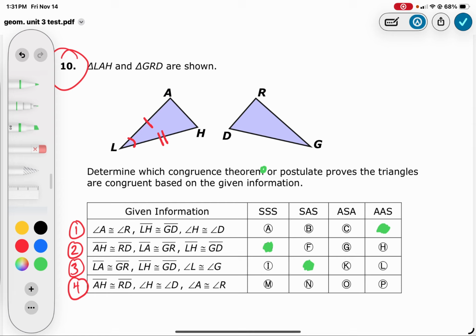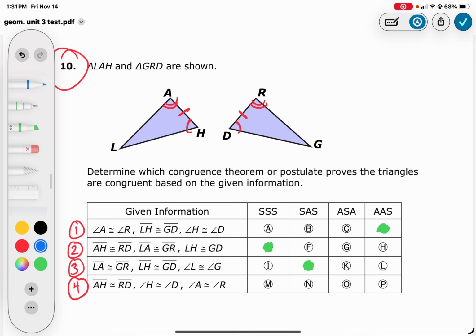And let's take a look at the last row, row 4. So in row 4, it says segment AH is congruent to segment RD. Angle H is congruent to angle D. And angle A is congruent to angle R.